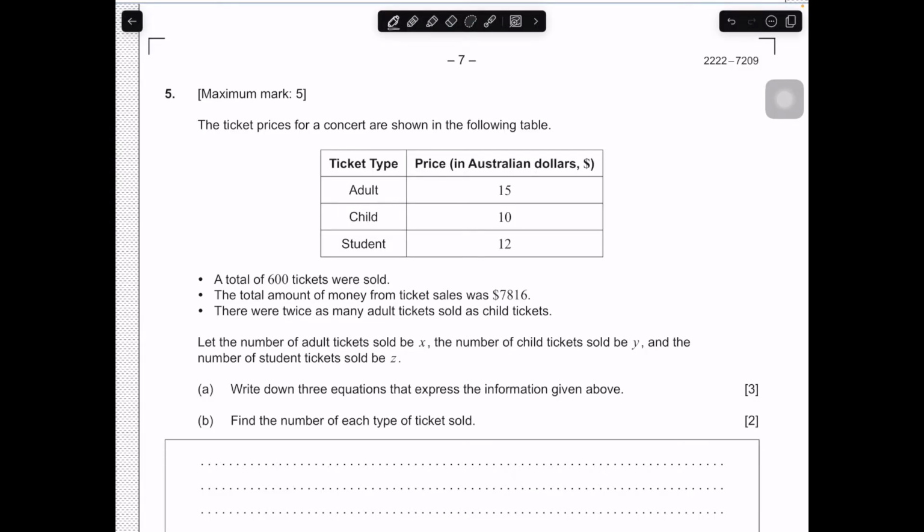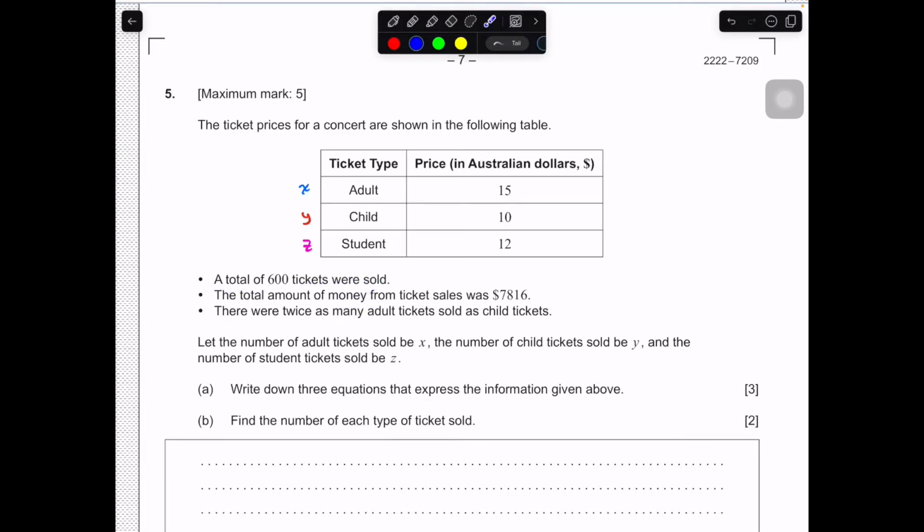This is kind of an interesting question, I think. So what do we have? I'm actually going to use a few different colors. Let's say x, and then y, and then this is z. So they told us that x is the number of adult tickets, y is the number of child tickets, and z is the number of student tickets. So we want to write down 3 equations, and they give us 3 pieces of information here.